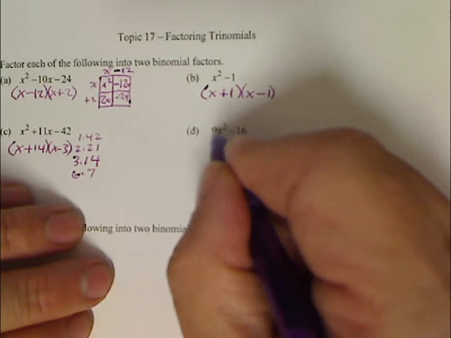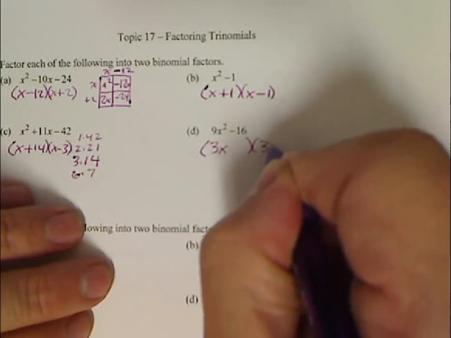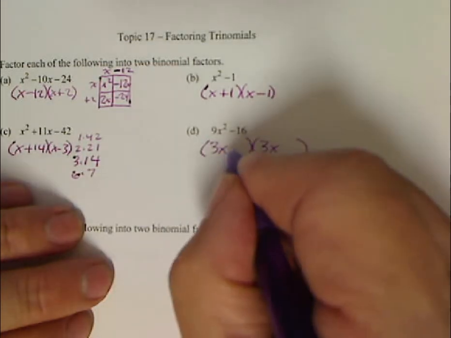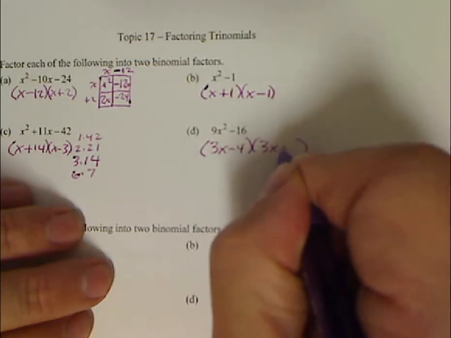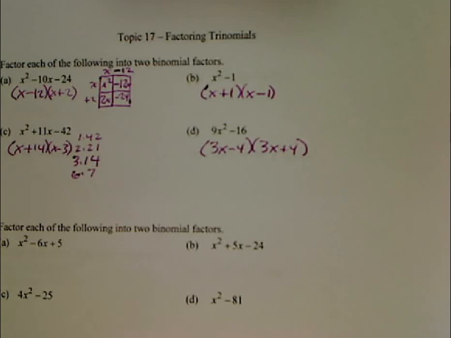For this one, to get 9x squared, I'd have 3x and 3x. To get 16, 16 is 4 times 4. So I could do negative 4 plus 4. Again, it doesn't matter what order you do it in, as long as one's negative and one's positive.